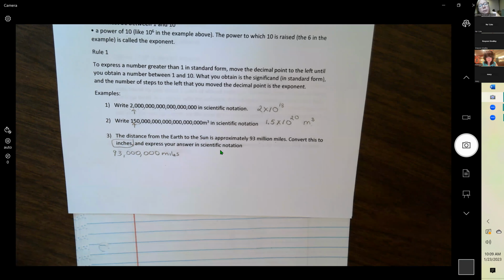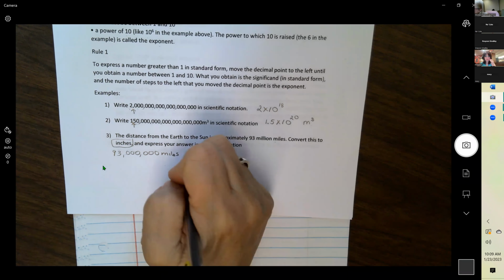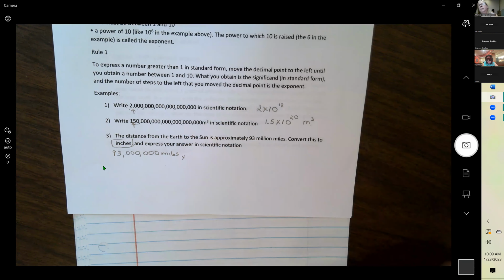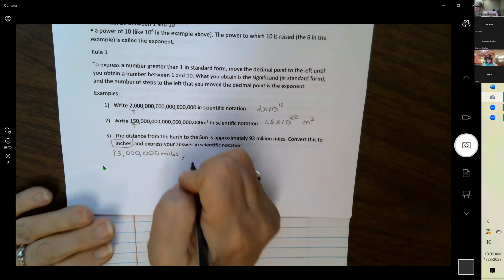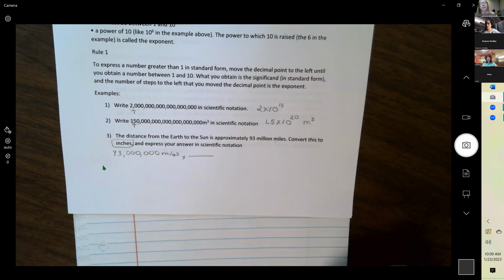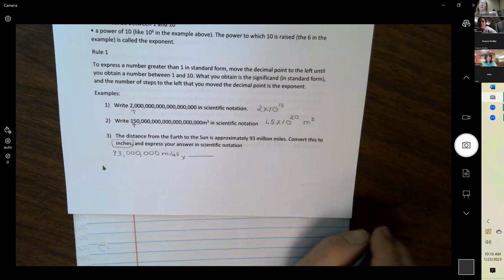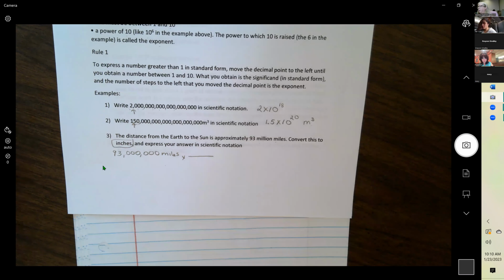So we need to convert to inches first and then scientific notation. I do not know miles and inches, but I know miles and feet. How many feet are in a mile? 5,280. You can always just type it in the chat also if you don't want to say, so then I know more people know it also. So there's 5,280 feet. That is one you definitely want to memorize.